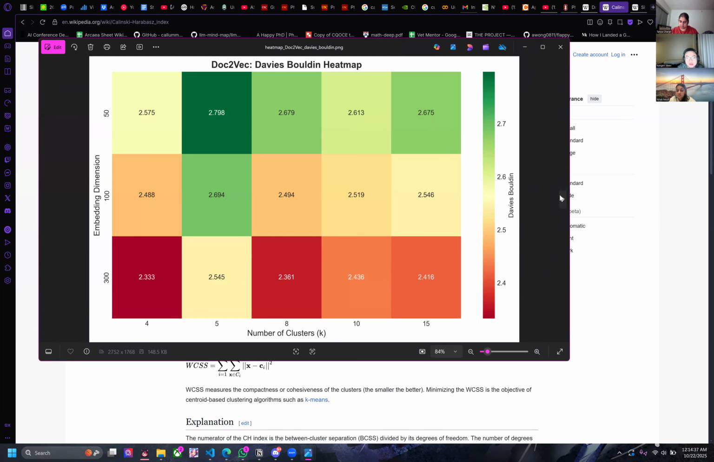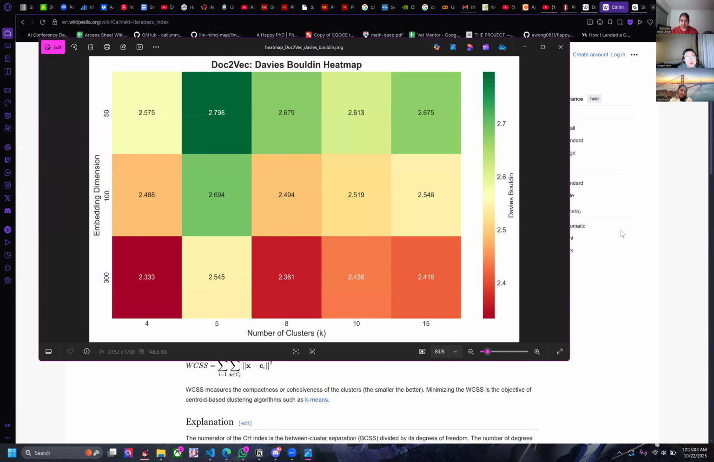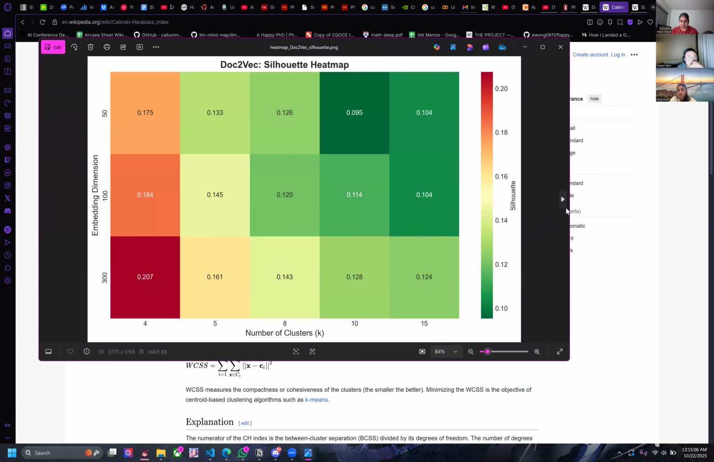A few interesting things we see here. This one I'm much less sure about. I am fully not aware of why five clusters is just this one thing where all of the values just go up by 0.2 for some reason. I'm not sure we understand why. I don't think I understand the Davies-Bouldin index that well either. And for the silhouette heat map, we can also see a gradient that goes down and upside, which I guess makes sense.